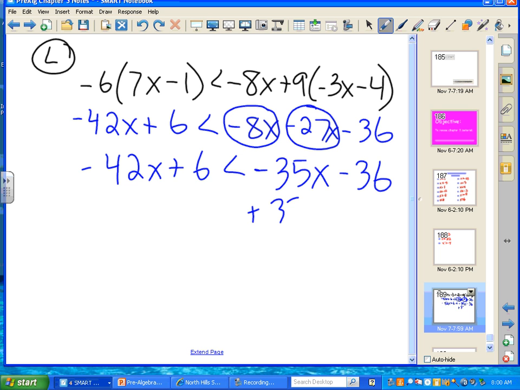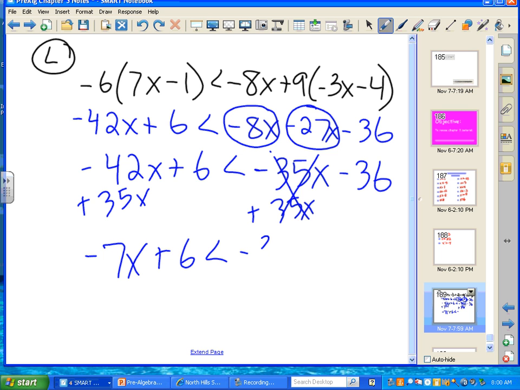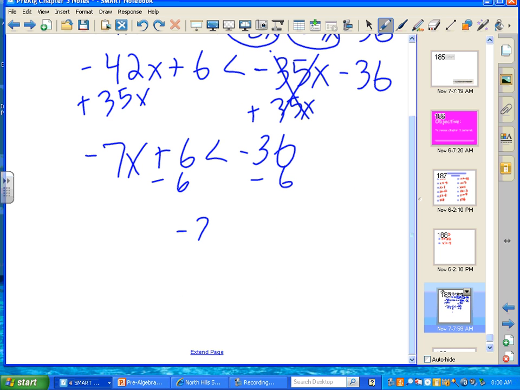Okay. So we now need to get all the x's to the left. Adam, did you have all this still so far? Or is your work really messy? Okay, that's okay. So after you add 35x to both sides, we get -7x plus 6 less than -36. We now need to subtract 6 on both sides. So -7x less than -42.